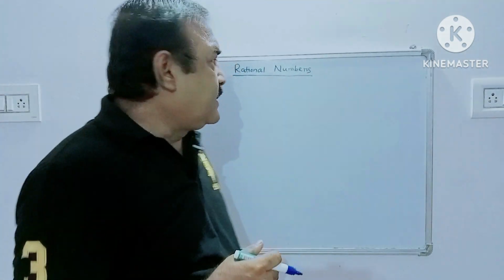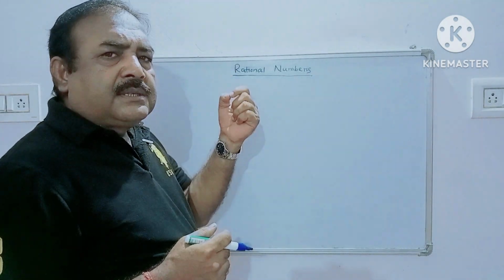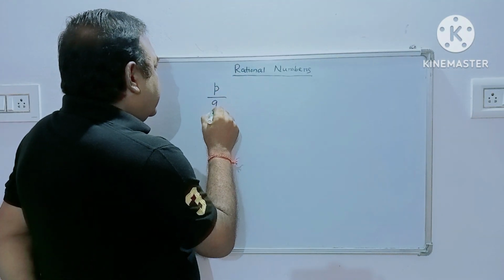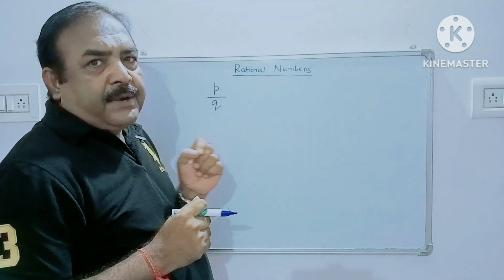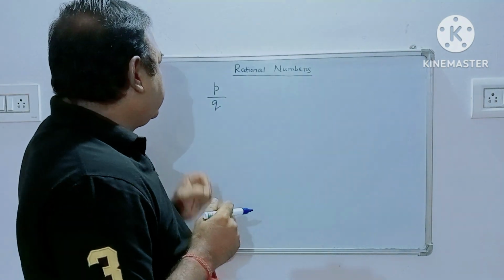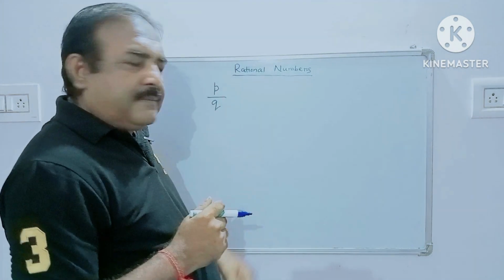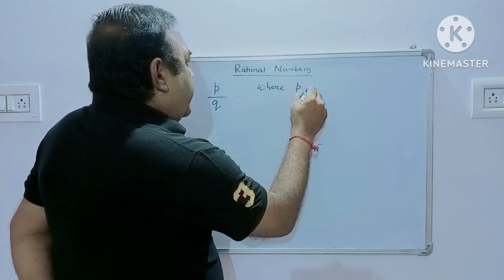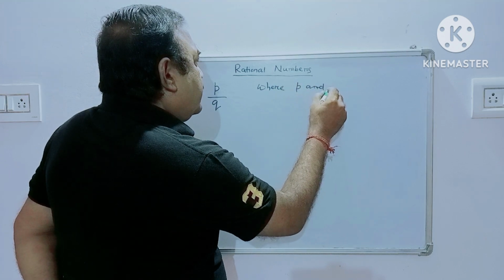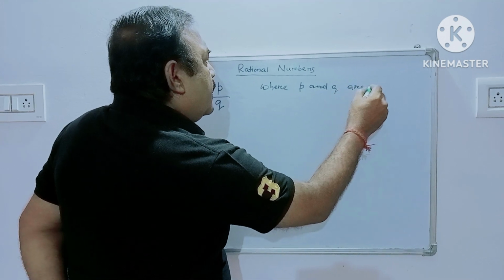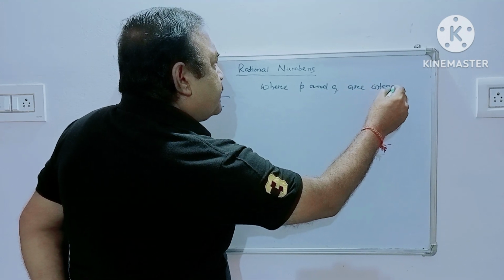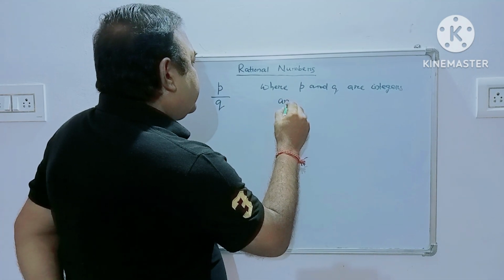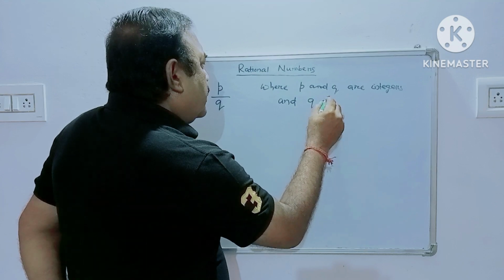What are rational numbers? You see, the numbers are formed P upon Q. You may call it P divided by Q or P upon Q is a rational number where P and Q are integers, okay, and Q is not equal to 0.